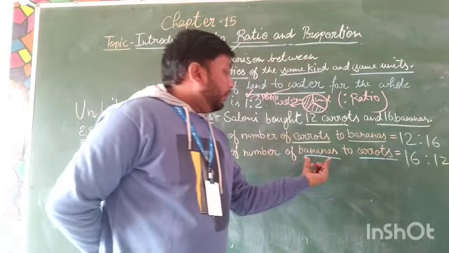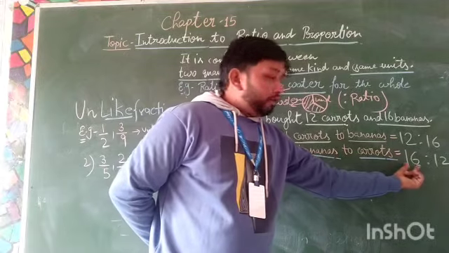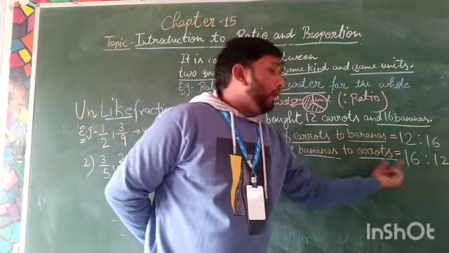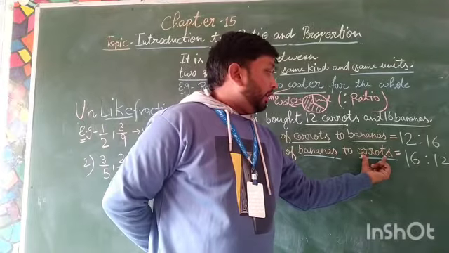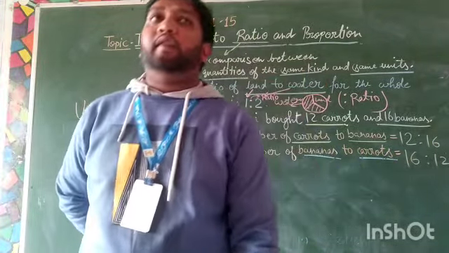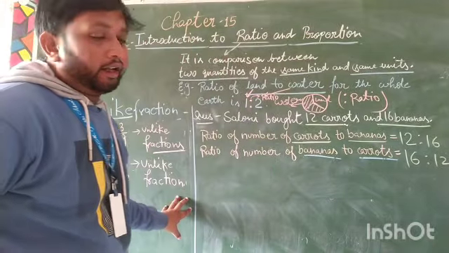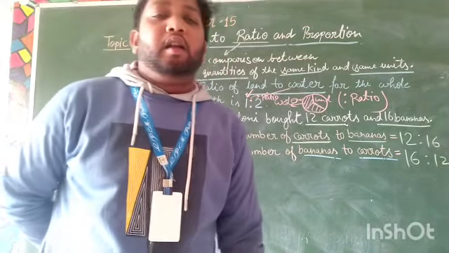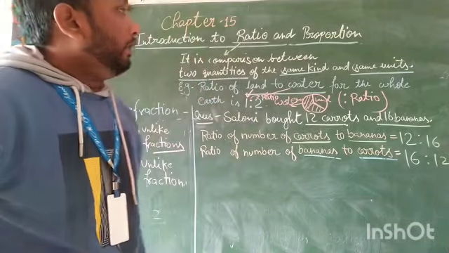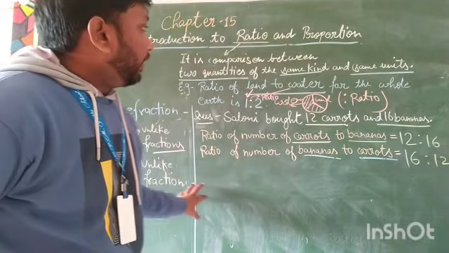Why? Because the number of bananas is 16, it is written first, so we write it as the first term, and the carrots are the second term, so we write it as the second term. The first term of a ratio is called the antecedent and the second term is called the consequent. This is the introduction of ratio.